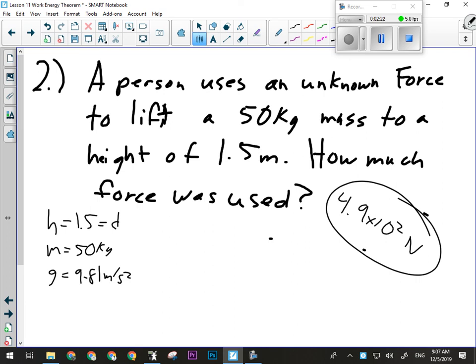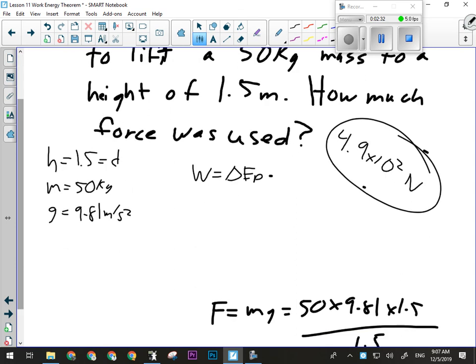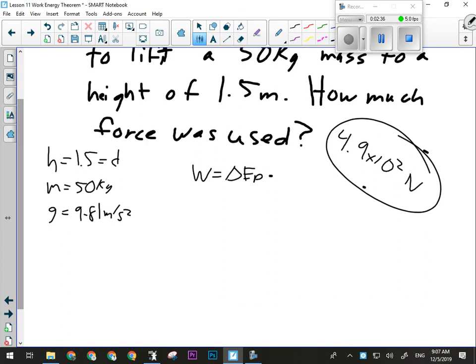What kind of energy is changing? Potential, right, gravitational potential energy. So that was my next step. Work is a change in gravitational potential energy. So that's going to mean force times distance equals m times g times h final minus m times g times h initial. But since it says it's lifted to a height of 1.5 meters, where do we assume it was lifted from? From the ground, so there was no initial potential energy.